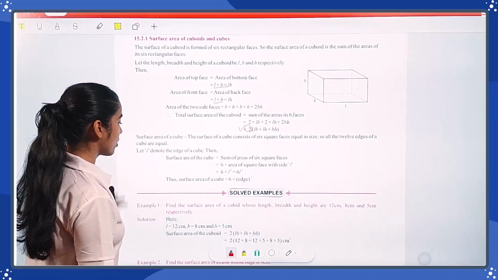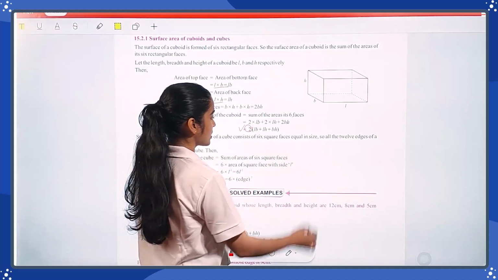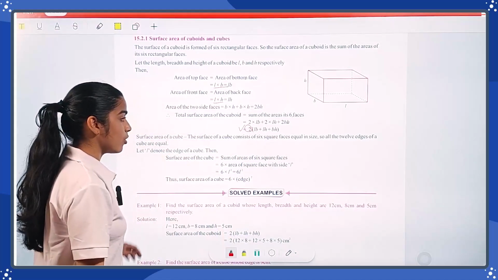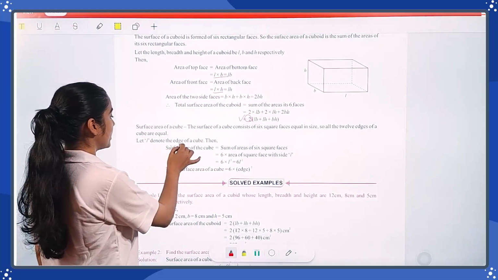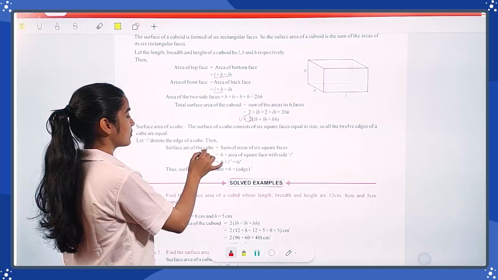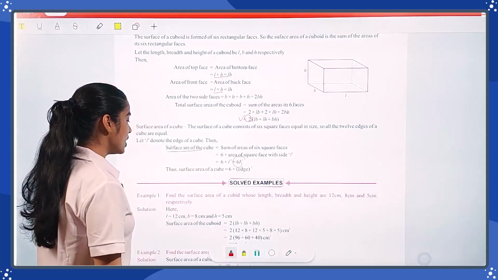Next, the surface area of a cube. The surface of a cube consists of 6 square faces equal in size, and all the 12 edges of a cube are equal. Let L denote the edge of the cube. Then the surface area of the cube is 6 into L square. This is the surface area of the cube.